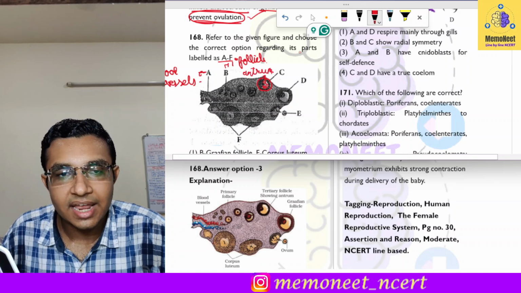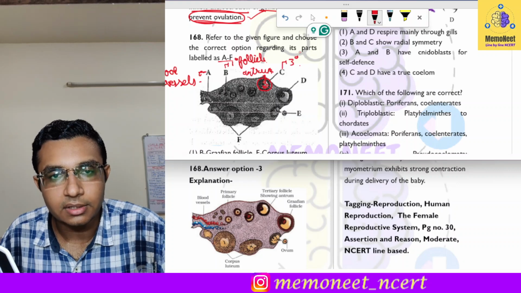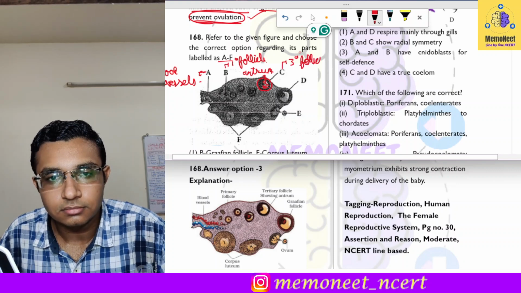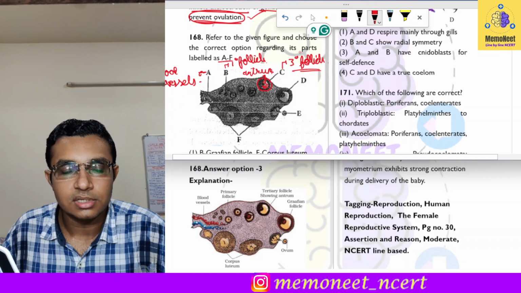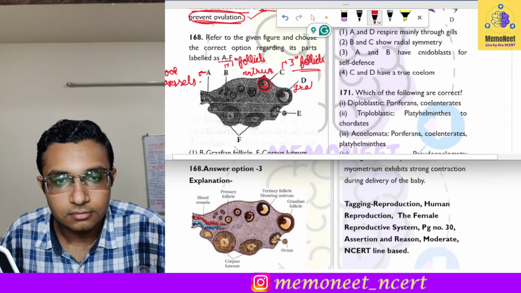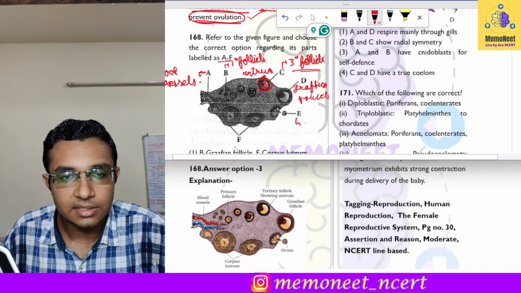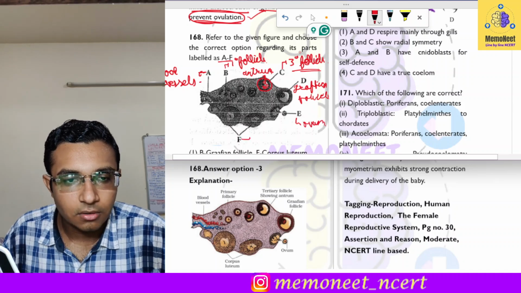And when this antrum is present, then this is the tertiary follicle. So this is the tertiary follicle and D is the Graafian follicle. E is the ovum which is released and F is the corpus luteum.